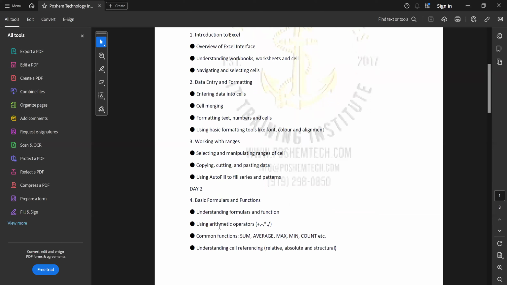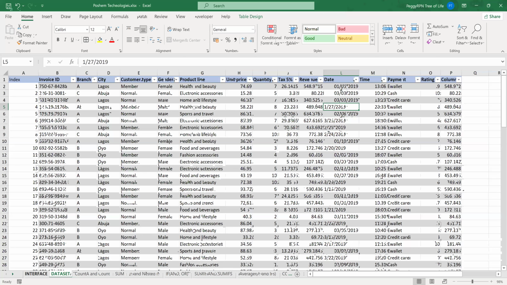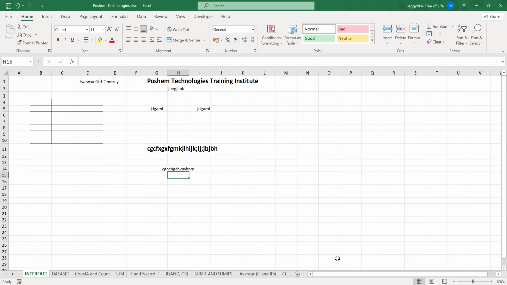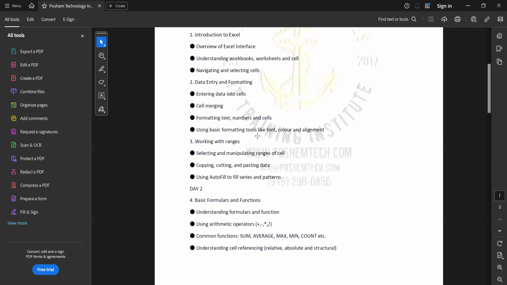Learning some functions, understanding formulas and functions, using arithmetic operators, common functions, sum, average, max, mean, count, etc. and the rest. So there's a lot that we can do. We're going to go into all of that by tomorrow, and we'll have a swell time. So all of that will be done.